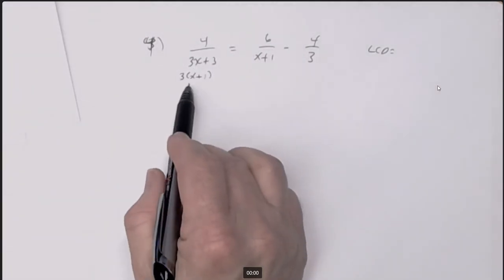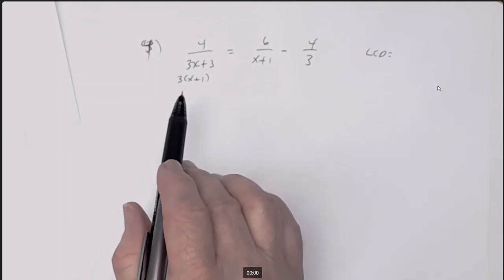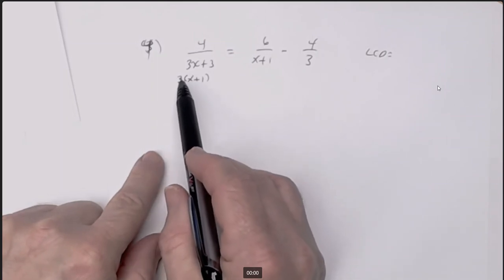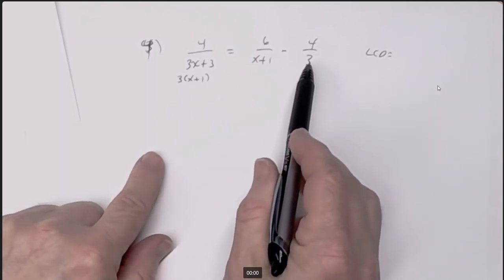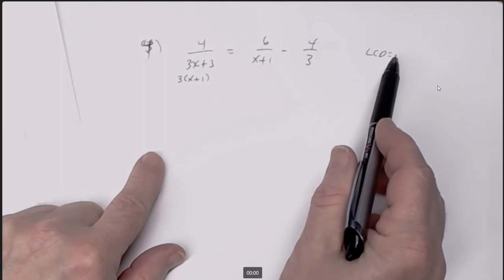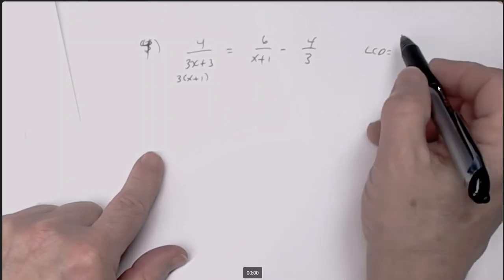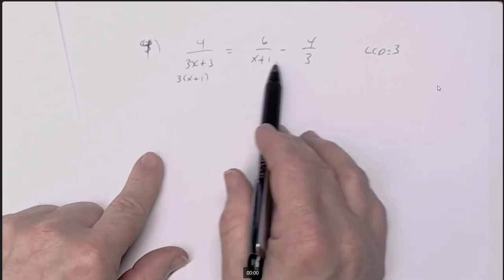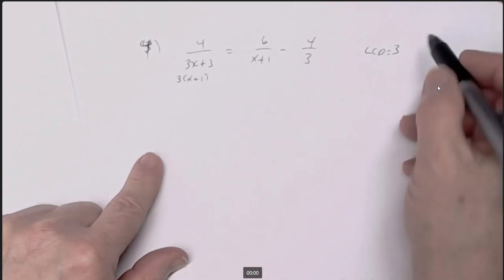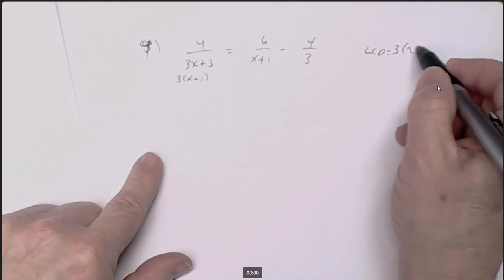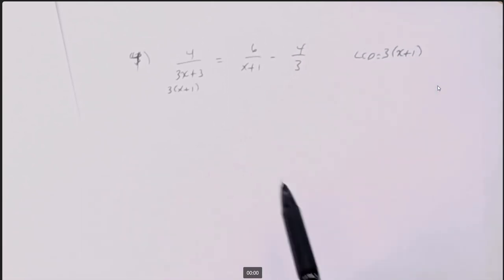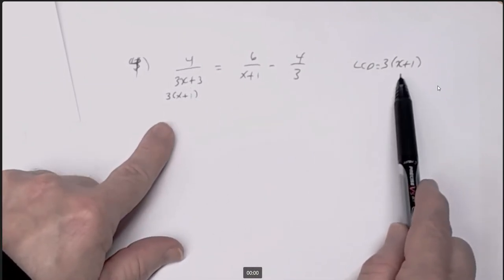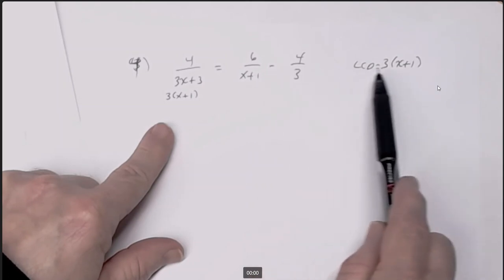So I see a 3 here, and I see a 3 here. So do I need a 3 in the LCD? Yes. I see an x plus 1. I see an x plus 1. What do I need? Yes. So my LCD is going to be 3 times x plus 1. And always verify: will this go into this? Yes. Correct. Will this go into this? Yes, because I see it. Will this go into this? Yes, because I see it. So that's your least common denominator.